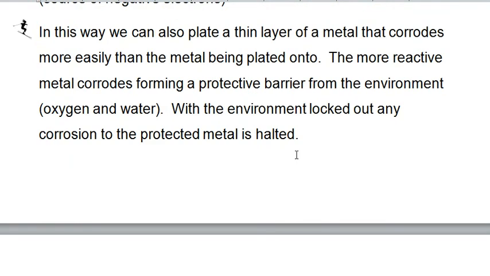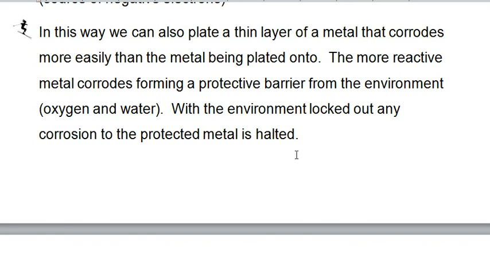So, if we're trying to make something decorative, then we want something that doesn't corrode and stays shiny. That's why we use silver and gold. But if we want to prevent corrosion, we can galvanize. We can coat in zinc. Now, zinc ions will not react spontaneously with iron. Iron's too high on the chart. So this is the only way to get the zinc ions to gain electrons.